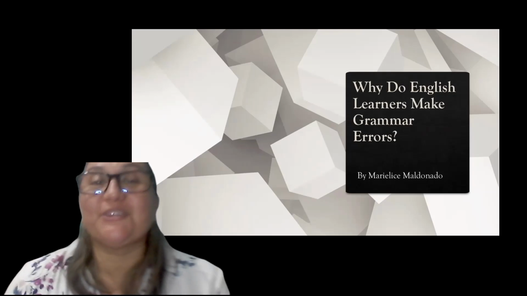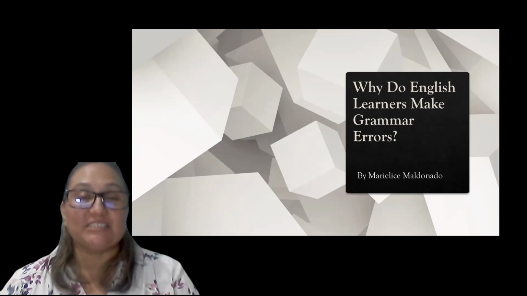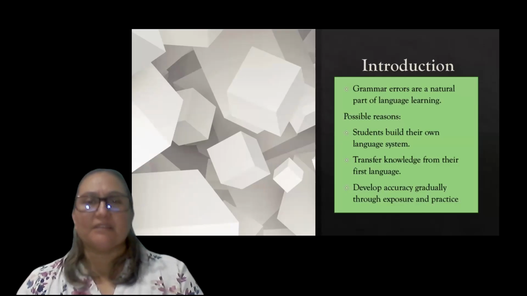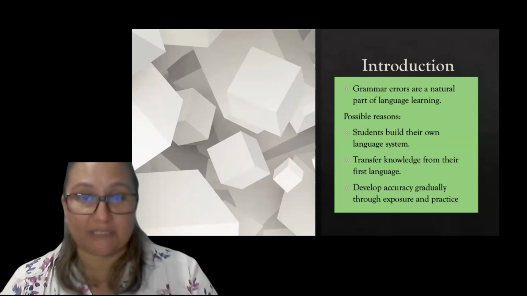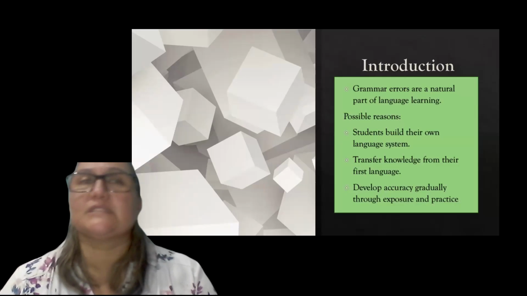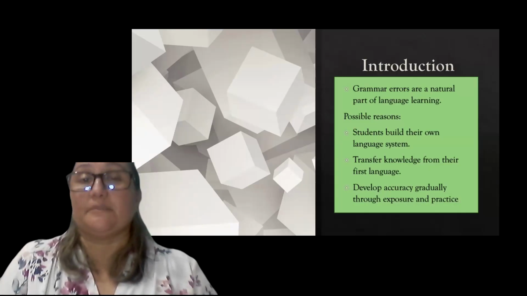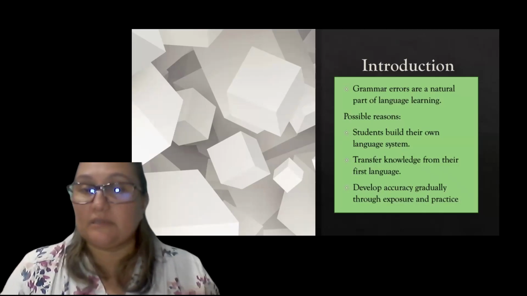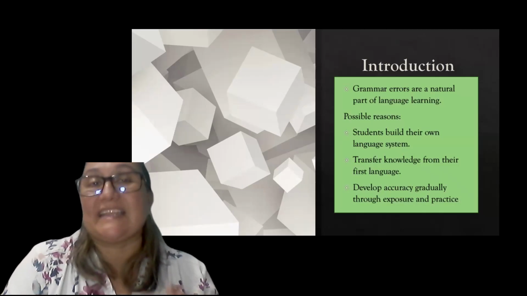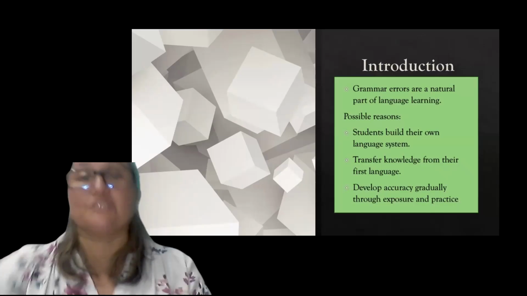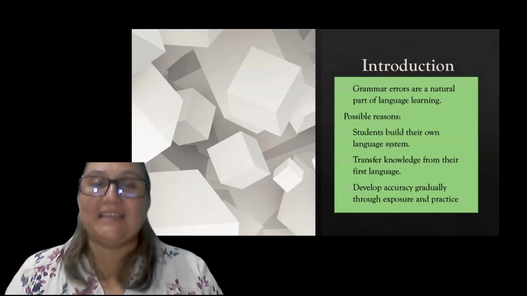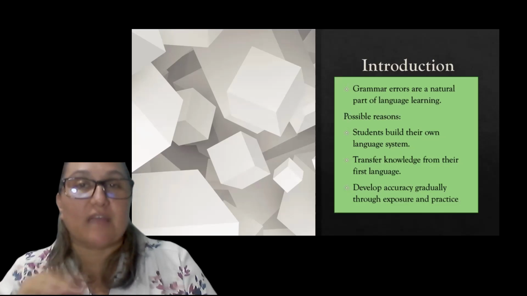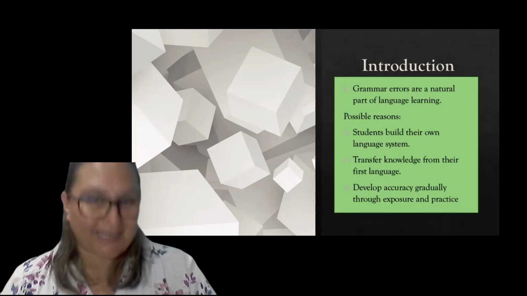Hello, today we're going to talk about why English learners make grammar errors. Grammar errors are a natural part of language learning. The possible reasons can be because students are building their own language system, others because they transfer their knowledge from their first language to the new one, and it can also be because they are developing accuracy gradually through exposure and practice.